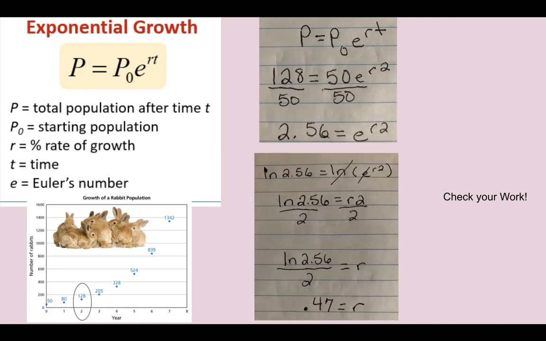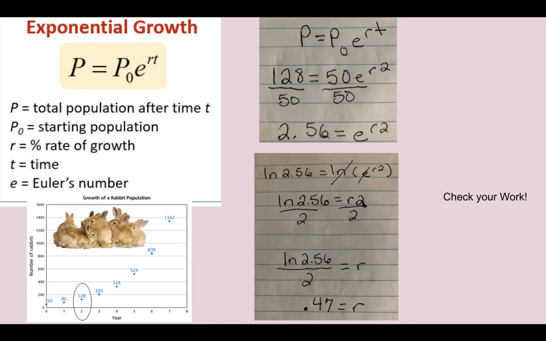So again, you just plug it in the calculator. I did the natural log of both sides. So the natural log of 2.56 equals the natural log of e raised to the 2r. Again, natural log cancels out the Euler's number, so I can just take those away. So now I have my new equation right here. It says natural log of 2.56 equals 2r.